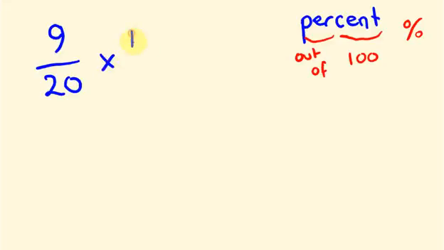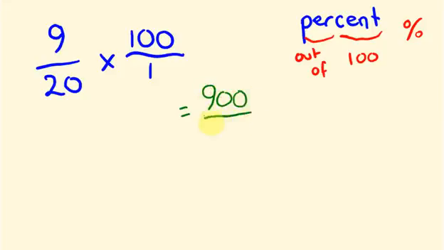So we're going to times this by 100 over 1 to turn it into a percentage. And then what do we do? You'll remember that 9 times 100 is 900. 1 times 20 is 20. What can we do next? We can cancel out these zeros, yeah? And we're going to end up with this 90 divided by 2. Now 90 divided by 2, if you get 90 and you cut it in half, you're going to end up with 45%.